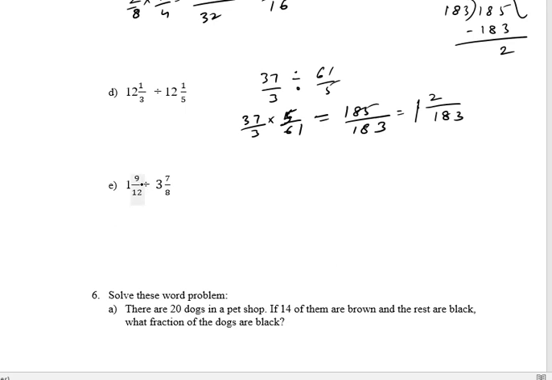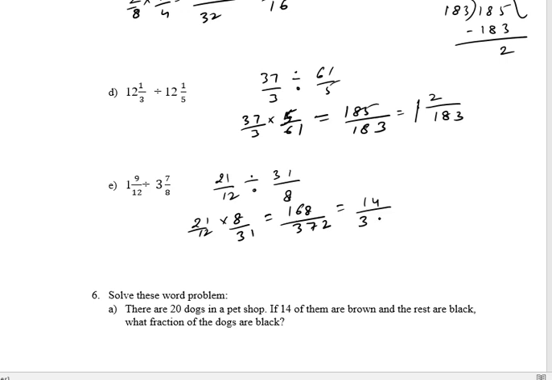12 and 9 upon 12. So 12 ones are 12, 12 plus 9 will be 21 upon 12. 8 threes are 24. 24 plus 7 will be 31 upon 8. So we can write it as 21 upon 12 into 8 upon 31. It can be written as 168 upon 372, or this can be simplified to 14 upon 31.